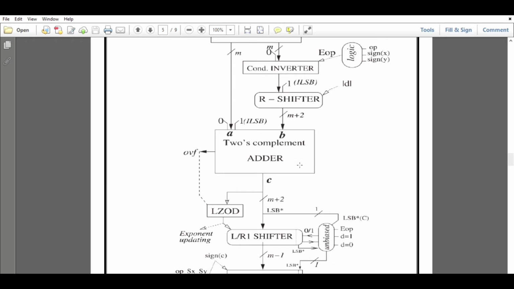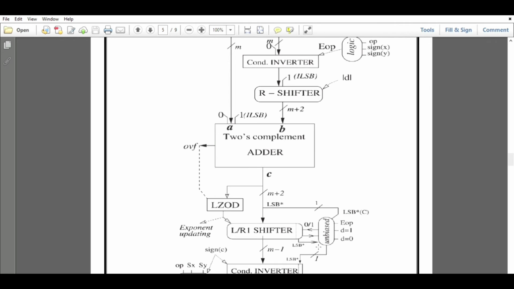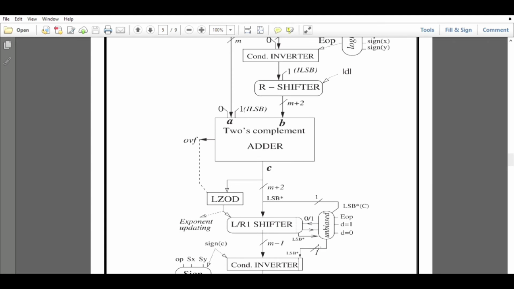When an effective subtraction is performed, the condition inverter carries out a bitwise inversion of the most significant bits. On the other hand, when an effective addition is performed, the condition inverter does not modify the data at the input of the R shifter. The value ILSB equal to 1 is concatenated to form the right operand to the adder, which represents the 2's complement of the number in case of subtraction.